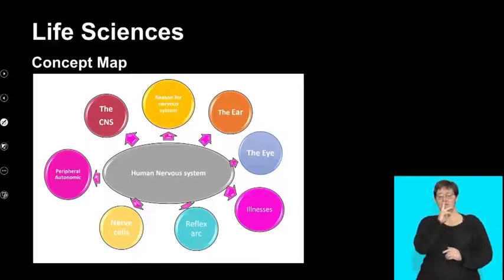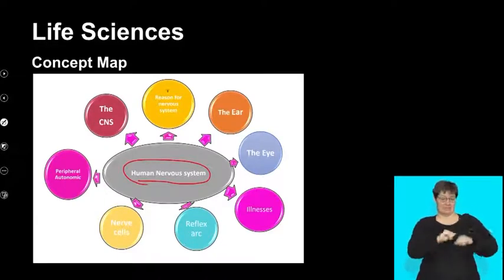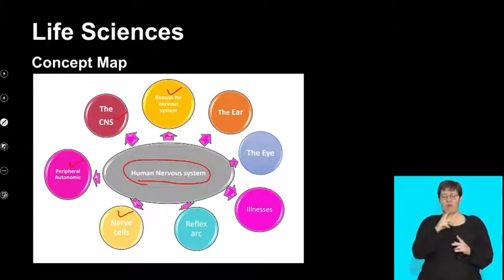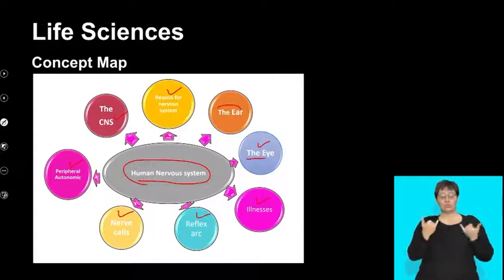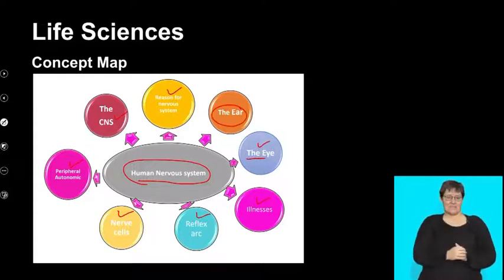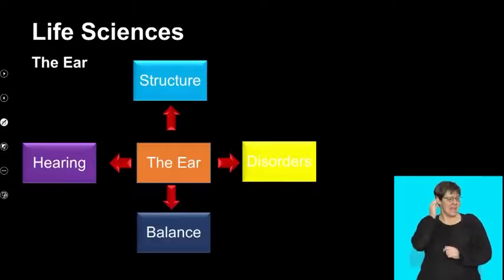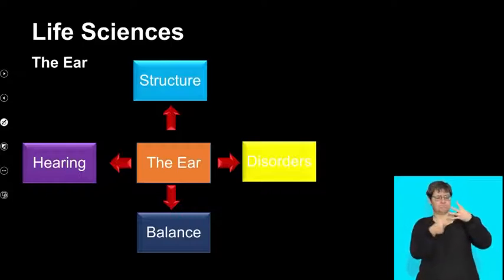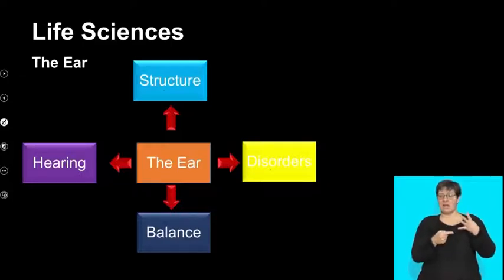Just to refresh your memory, we are busy with the human nervous system. We have done reasons for the nervous system. We have done the central nervous system. We've done the peripheral and autonomic nervous system. We've looked at nervous cells, the reflex arc, illnesses, the eye we've done, and today we will be looking at the ear. Now the ear can be broken into 4 parts, namely the structure, hearing, balance, and disorders.